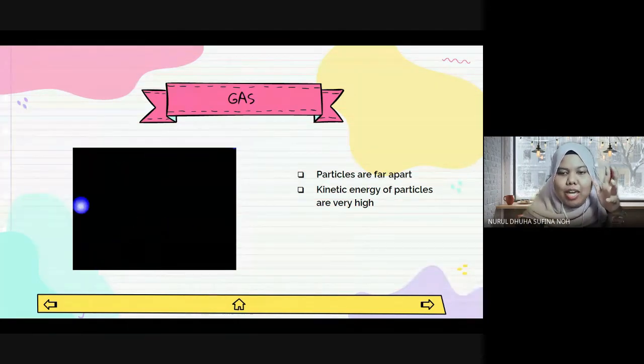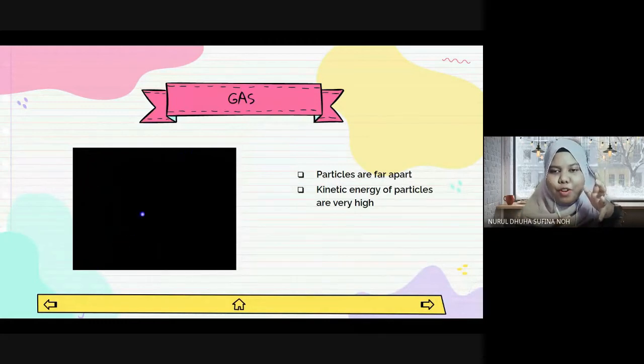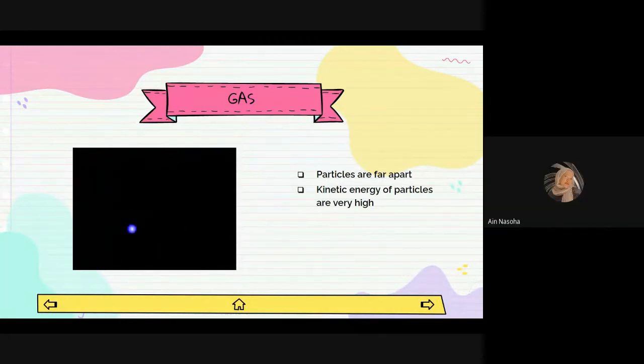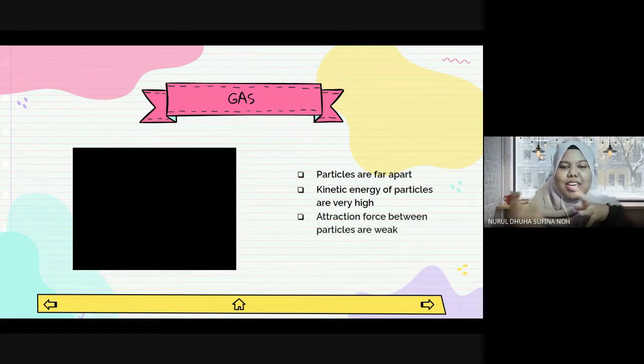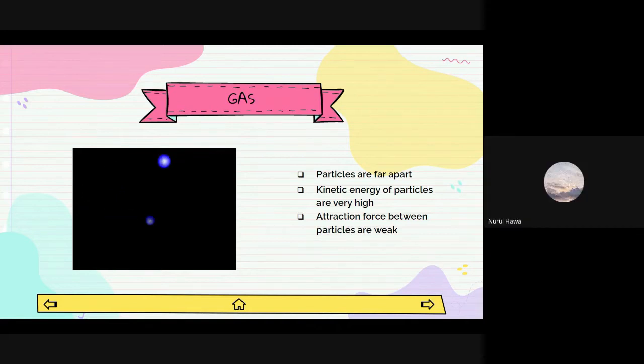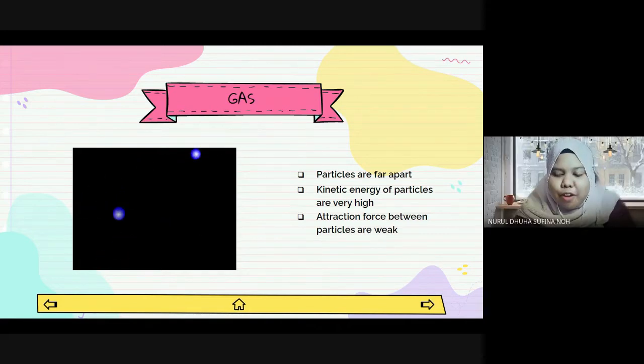freely. Okay. So what happened to the attraction force, Aina? The attraction force between particles becomes weaker because there is more space, so it's more difficult for them to attract each other. Okay, correct. So the attraction force between particles is weak as they have more space, so they cannot easily attract each other. Okay, good. Do you all understand? Yes.